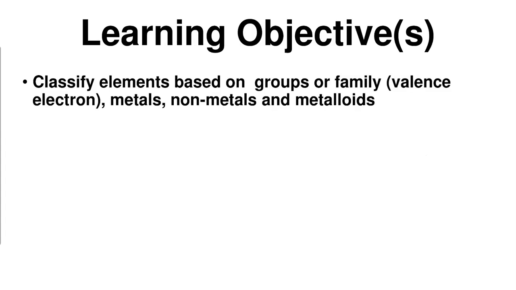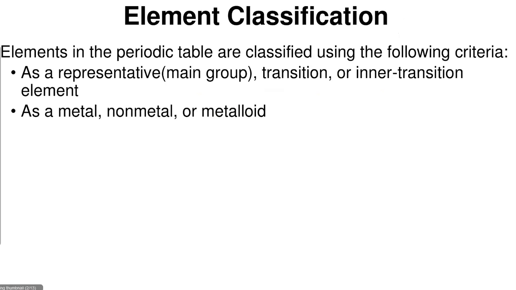Today we're going to be talking about the second part of the periodic table, and I titled the lecture Periodic Table 2. Let's take it away. At the end of this lecture, we should be able to classify elements based on their groups or their family, which is the vertical column, which is also determined by their valence electrons, and then as metals, as non-metals, and then metalloids. Those are the things we're going to be getting at the end of this lecture. Let's take it away from there.